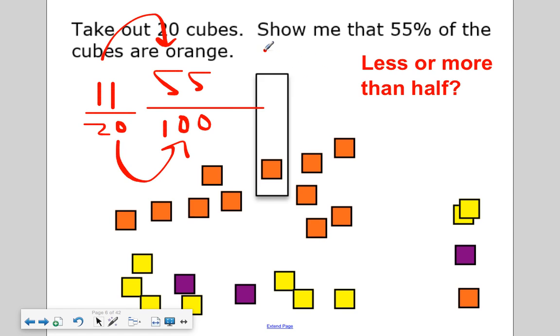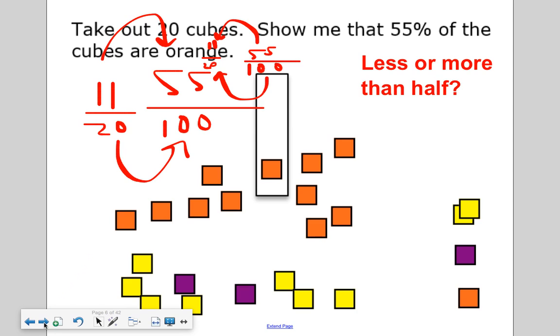Did you know I could have saved time and written 55% per 100, and then break it down by 5? Break it down by 5 and get 11/20. I could have done that.